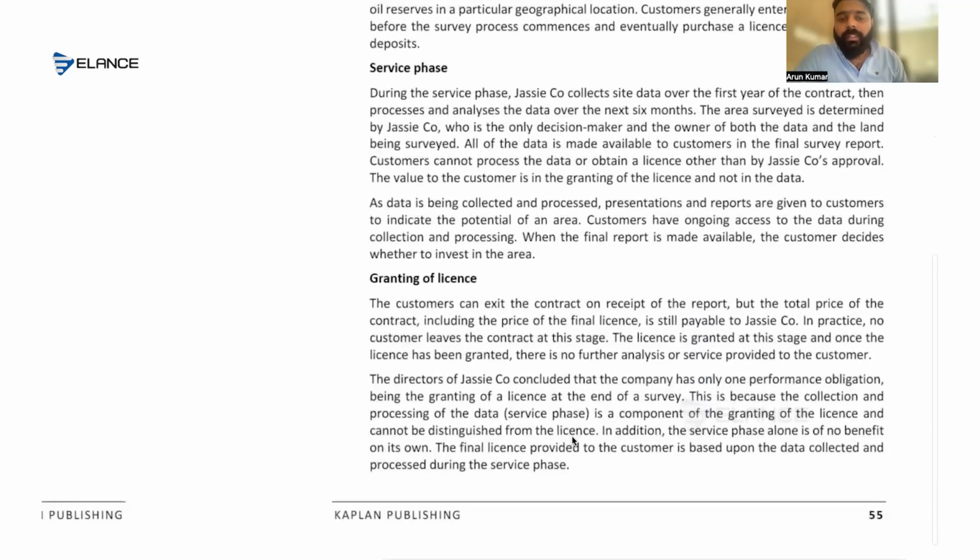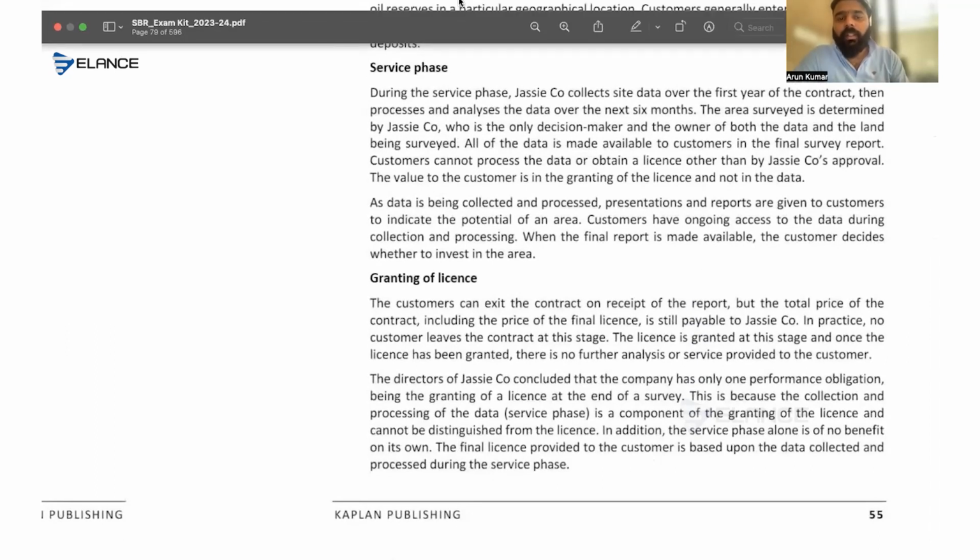Right now, when it comes to granting the license, the customer can exit the contract on receipt of the report, but the total price of the contract includes the final price. The final license fee is still payable to Jesse. In practice, no customers leave the contract at this stage because the license is granted at this stage, and once the license has been granted, there is no further analysis or service provided to the customer.